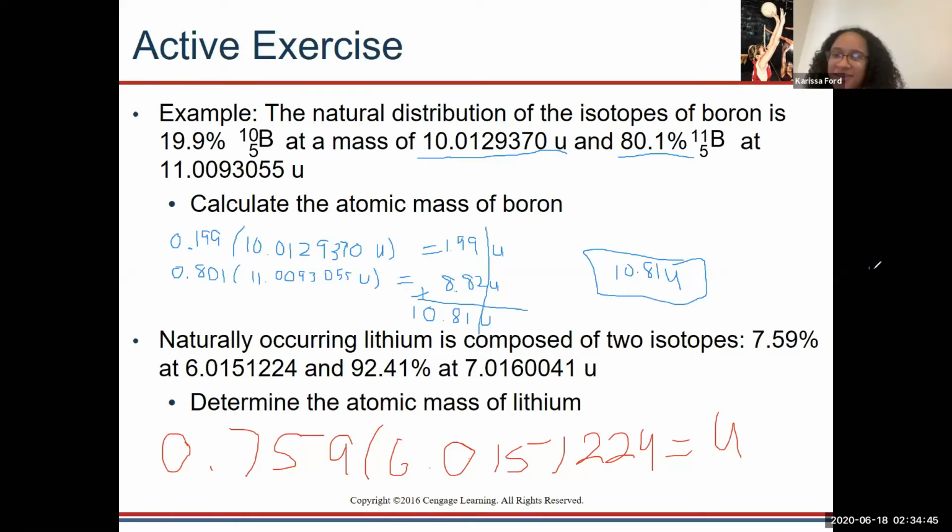Four. 7. I wrote kind of big. 0.9241 times 7.